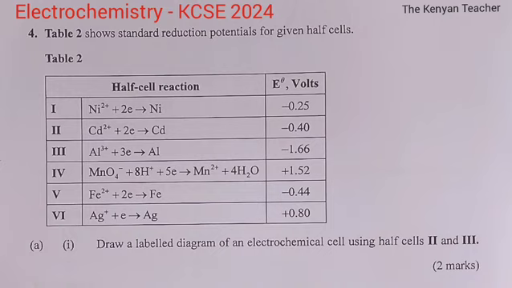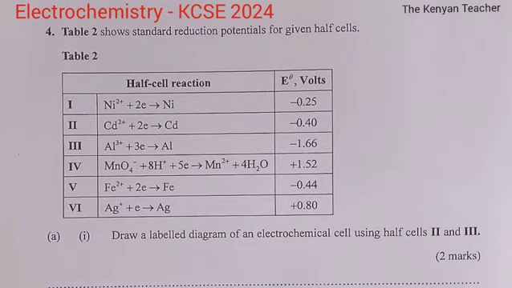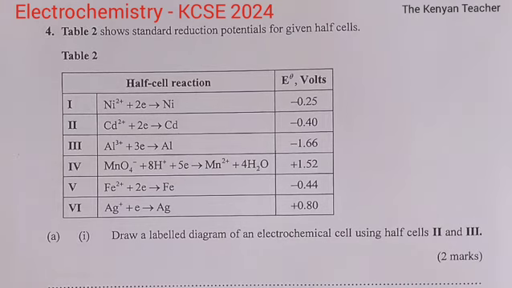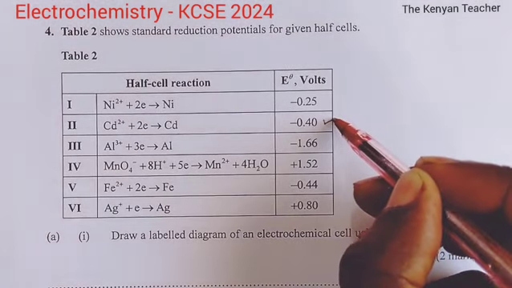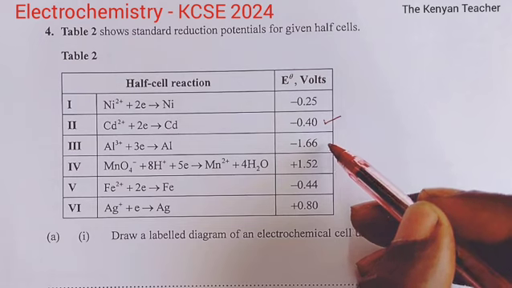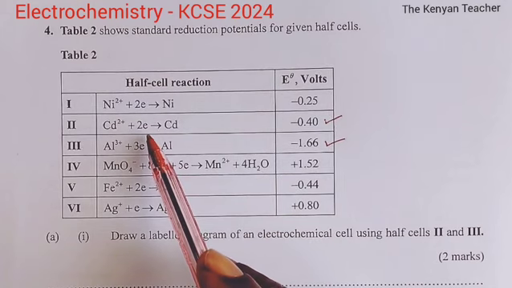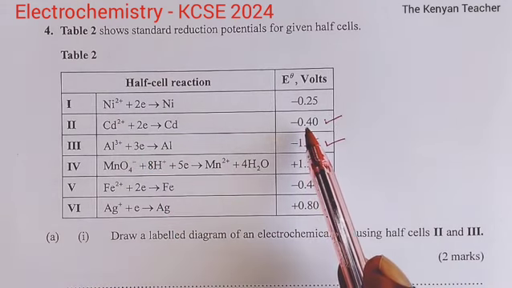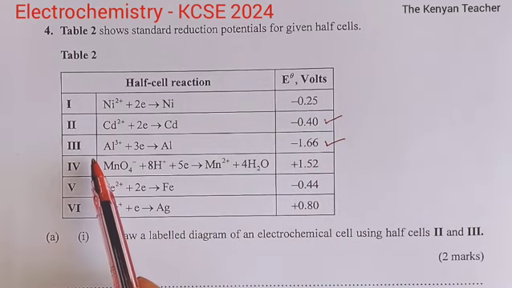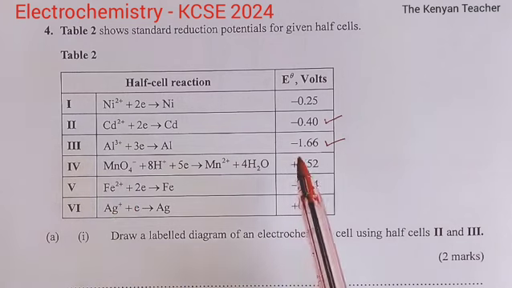Part A, Roman 1. Draw a labeled diagram of an electrochemical cell using half cells 2 and 3 for 2 marks. This is a very common question, and we've always advised our students to first take note of the E values of the cells in question. So we have cell 2 involving cadmium, negative 0.40, and half cell 3 is for aluminium, negative 1.66.